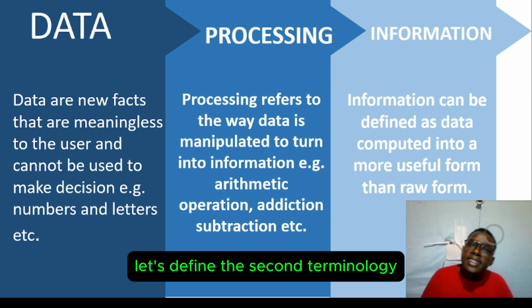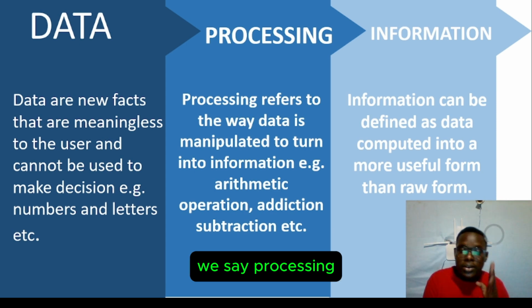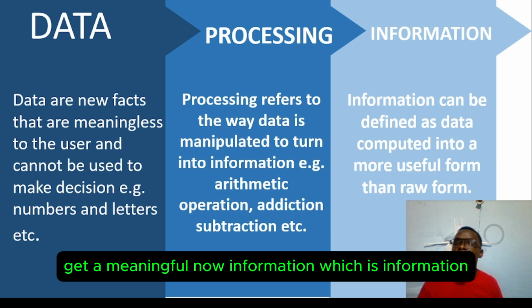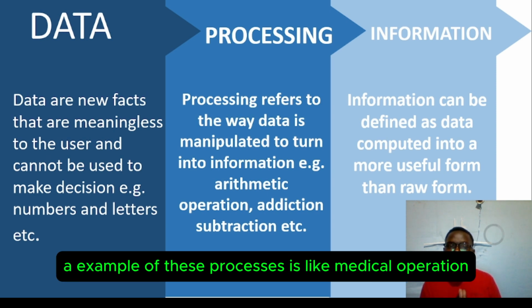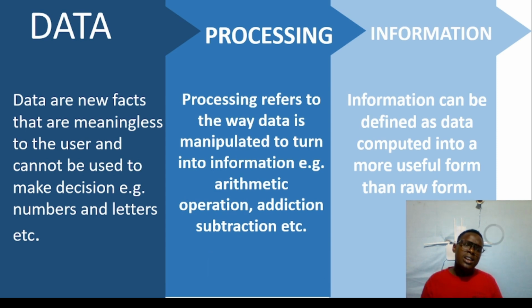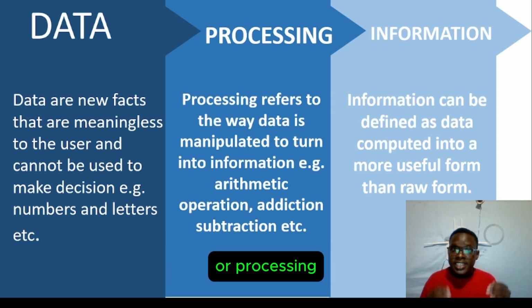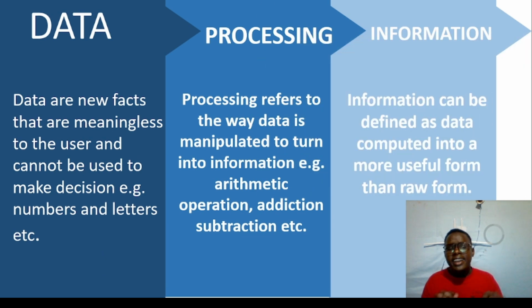Let's define the second terminology, which is processing, so that we can combine all of them. Processing refers to the way you manipulate data to get meaningful information. An example of these processes is arithmetic operations, which are addition, subtraction, division, and multiplication. All of them are processing, and there are several processes that can take place in your computer, for example, clicking your mouse or typing.